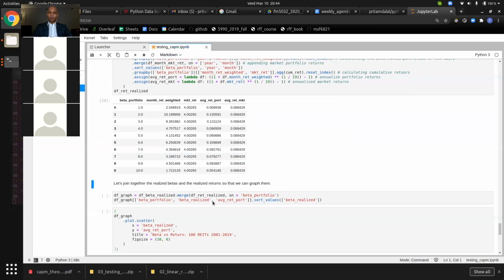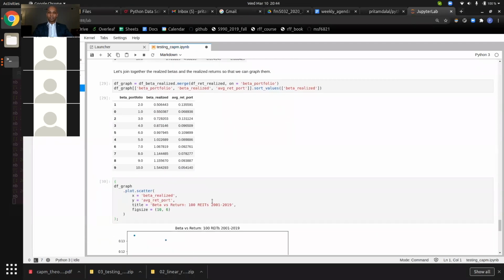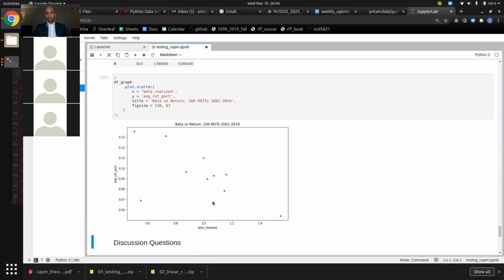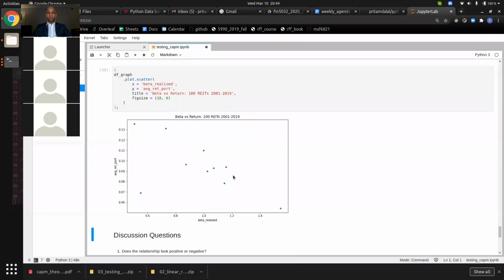Okay, so I'm trying to hurry along here just because we have just a few minutes left. We're going to merge everything together and then take a look. Obviously, this graph looks like there is a downward relationship between realized beta and the portfolio return.